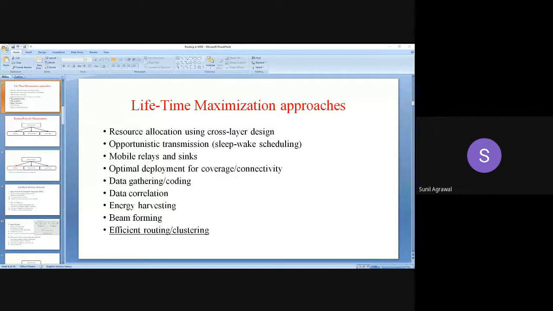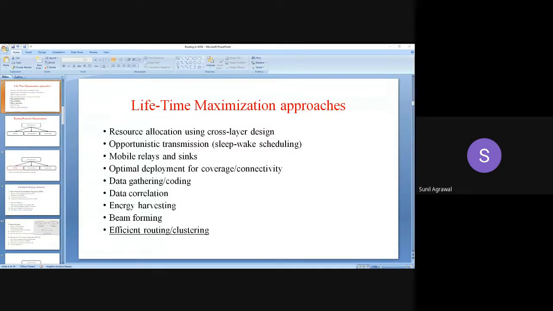So we have to concentrate upon the battery energy of every sensor node, and we have to devise certain protocols so that the battery can last longer, or the WSN can work for more rounds of communication. So here we are going to talk about different approaches which are used to maximize the lifetime other than routing. So first of all is resource allocation using cross-layer design.